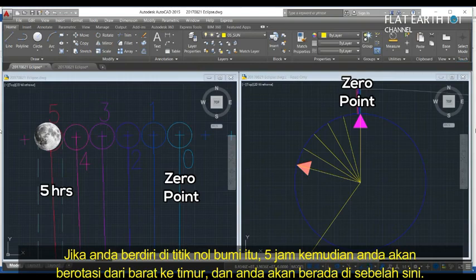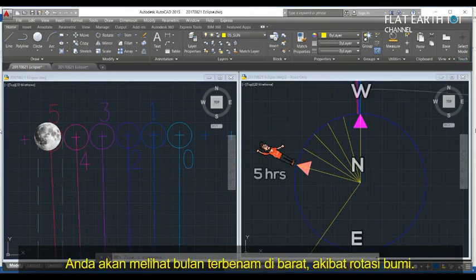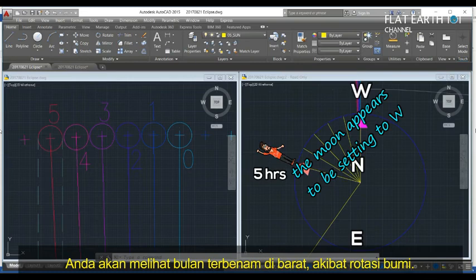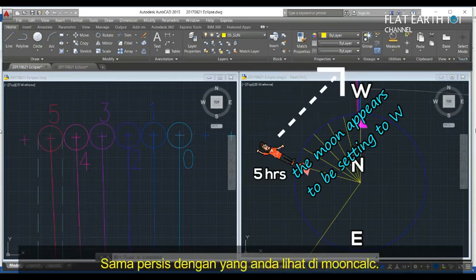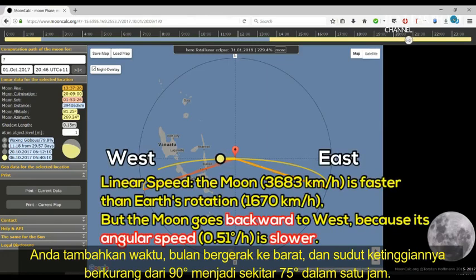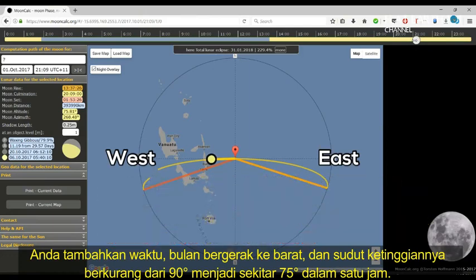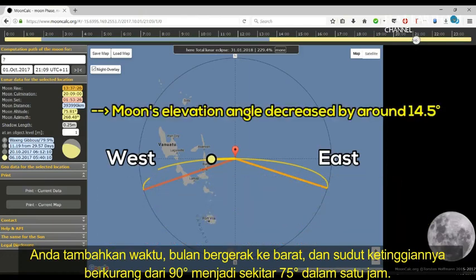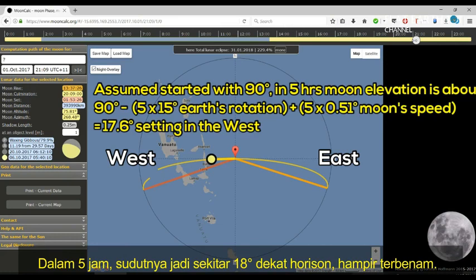If you're standing on Earth over here, 5 hours later, you will rotate from west to east and you'll be over here. You will see the Moon is setting to the west due to Earth's rotation. Exactly like you've seen before, you add time, the Moon goes to the west. And the elevation angle is subtracted from 90 degrees to around 75 degrees in 1 hour. For 5 hours, it would be around 18 degrees near the horizon, almost setting.